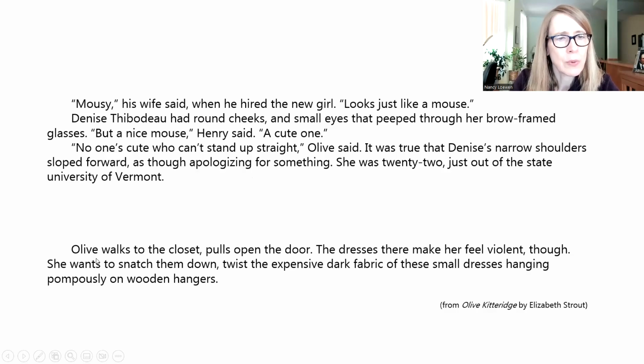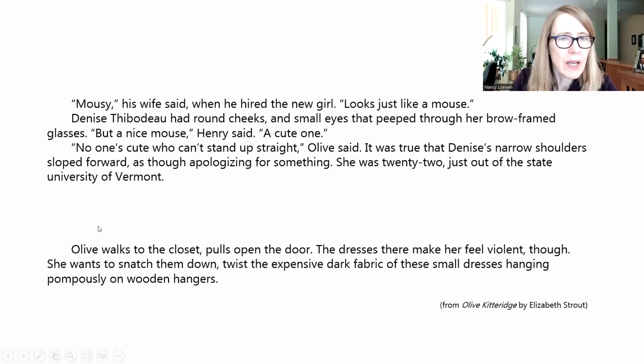Olive walks to the closet, pulls open the door. The dresses there make her feel violent, though. She wants to snatch them down, twist the expensive dark fabric of these small dresses hanging pompously on wooden hangers.